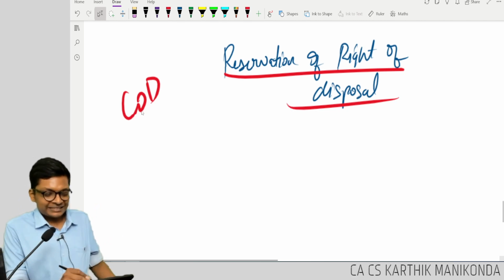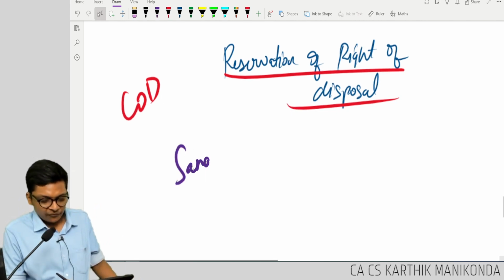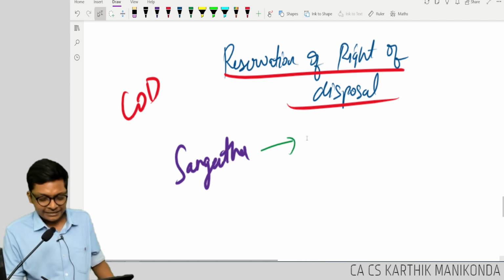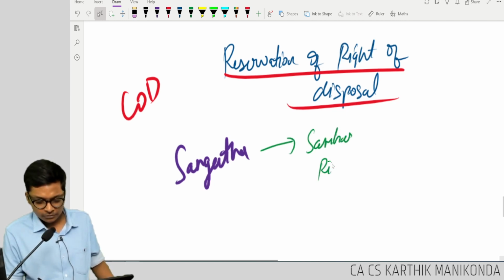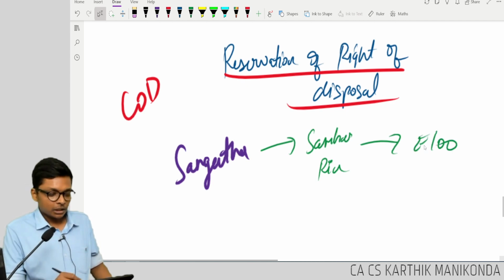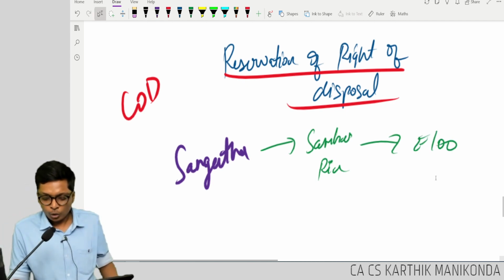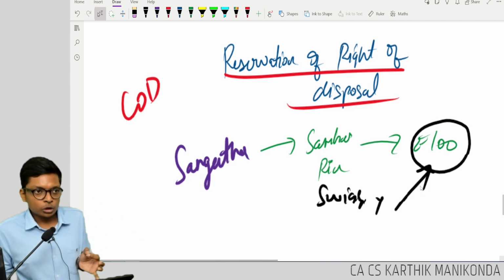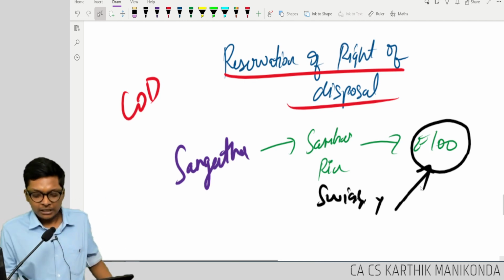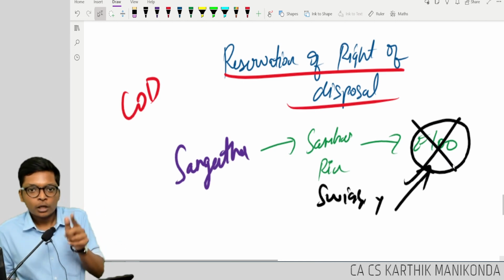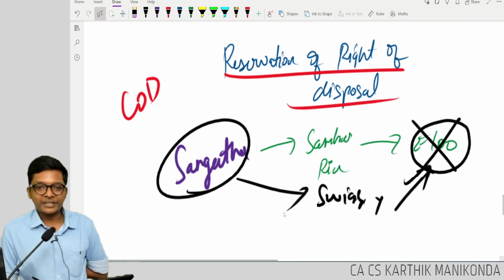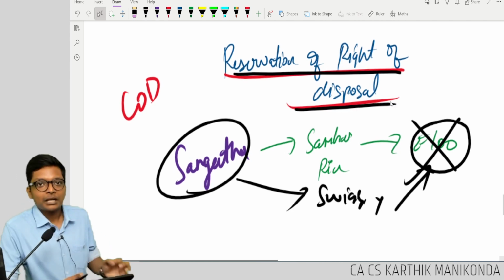So who is the seller? Let's say you are buying food from Sangeeta restaurant. Let's say you purchased sambar rice, 100 rupees. Now, when the food comes to my house, only if I pay 100, the Swiggy delivery agent, the carrier of the goods, will deliver the goods and ownership will be transferred. If I don't pay this, he will not deliver the goods. This instruction is given to him by Sangeeta restaurant to the carrier, correct? To Swiggy. So, reservation of right of disposal.